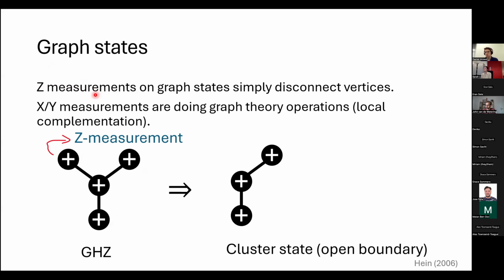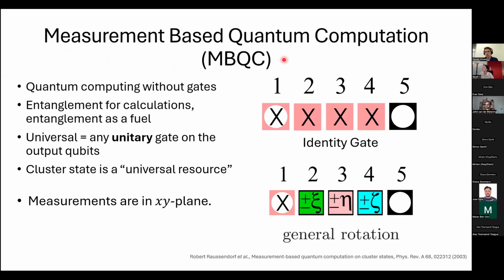Okay, so this will be more clear as we go on, but I just wanted a short overview to understand what all these types of states are that we are looking at. So we focus on graph states and so on. Now, what people found to do with these graph states is what is known as measurement-based quantum computation.